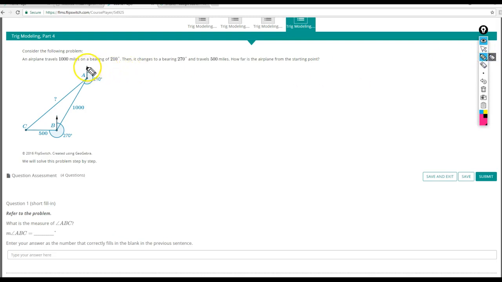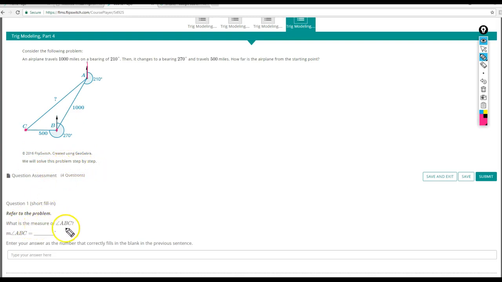Alright, so we have a bearing which is due north, 210 degrees, and it travels at that angle for 1,000 miles. And then at 1,000 miles from due north, they change to 270 degrees and travel another 500 to the ending point. So they want to know from our starting point to our ending point, how long is that? So we're finding a side length of a triangle. And we will solve this problem step by step.